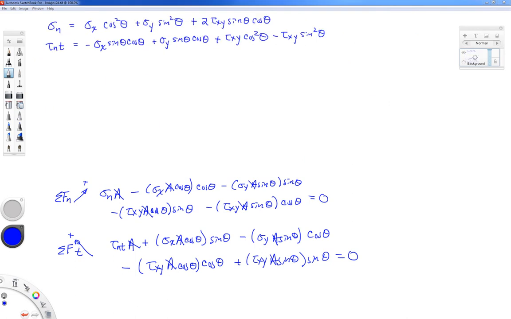And so by dividing through by A, we get these equations on top in terms of the angle theta. And we can also apply some trig identities to rearrange these equations and write them slightly differently in terms of the double angle. So let me write down a couple trig identities here.